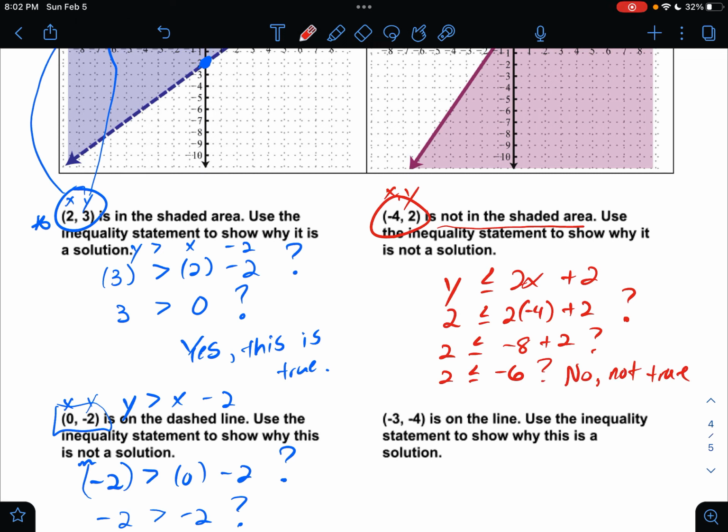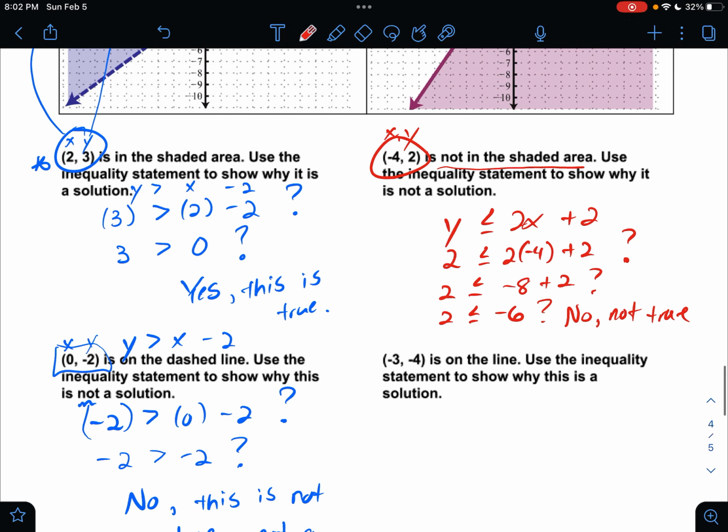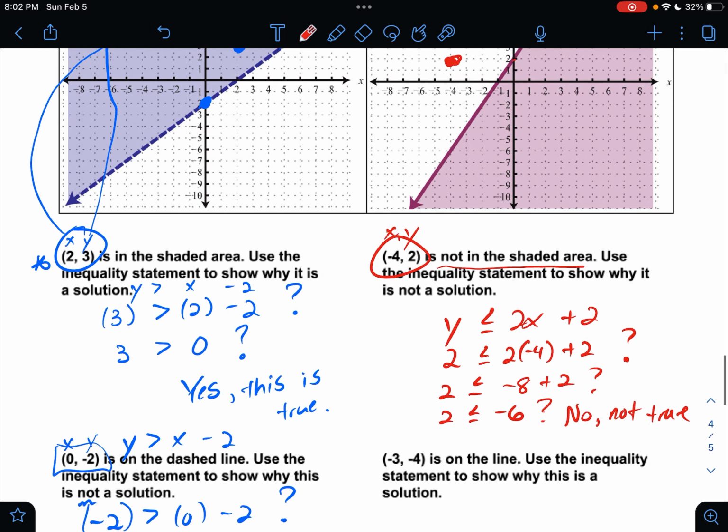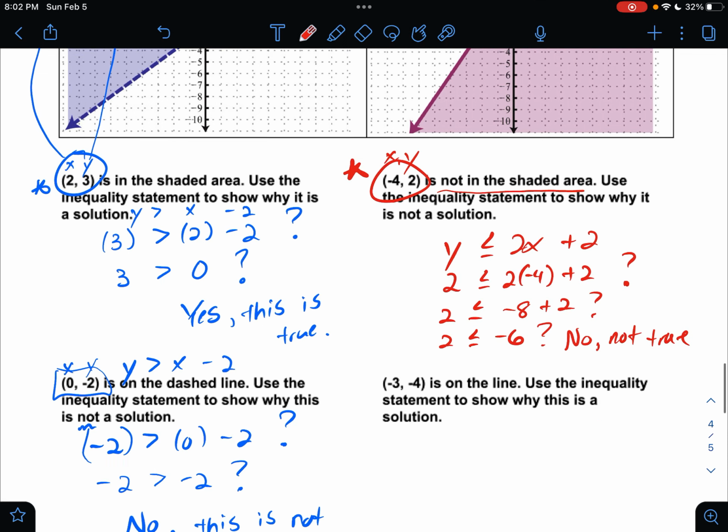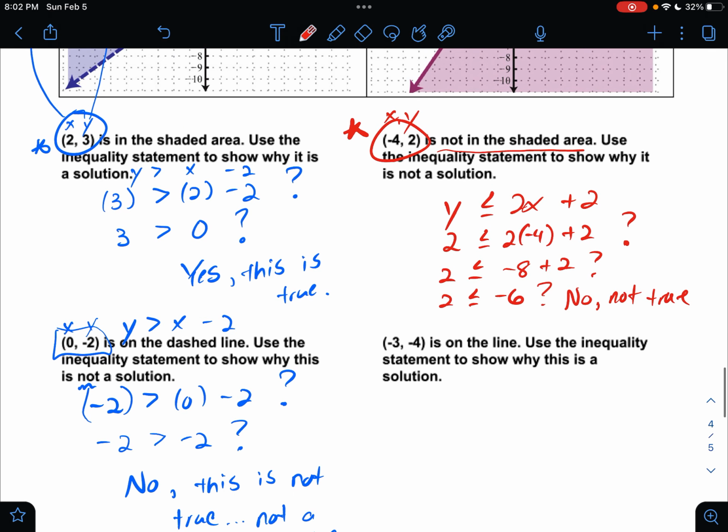Right? 2 is actually greater than negative 6. 2 is a positive number, and negative 6 is a negative number, so 2 is greater than negative 6. If it were a temperature, 2 would be warmer than negative 6 degrees. So that is why this is not a solution. It doesn't make the inequality true. It's not in the shaded area.